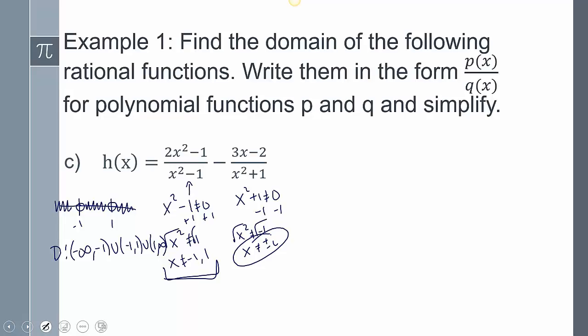Now I need to write it in the form of p of x over q of x. So this one's going to be a little bit more complicated, but remember we still have to do the same thing. We want to find the common denominator. So if I factor this, this factors into x plus 1 times x minus 1. Okay, so the x squared plus 1, that doesn't factor. So this right here, this needs x squared plus 1.